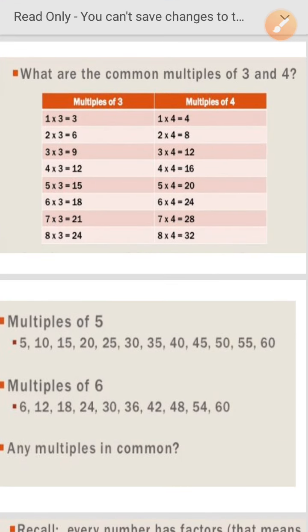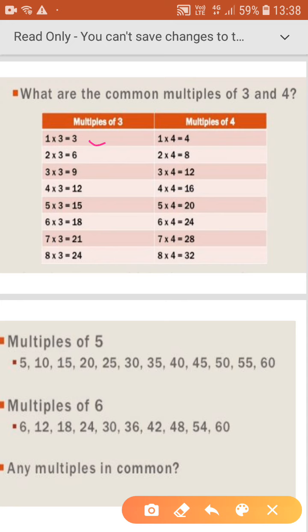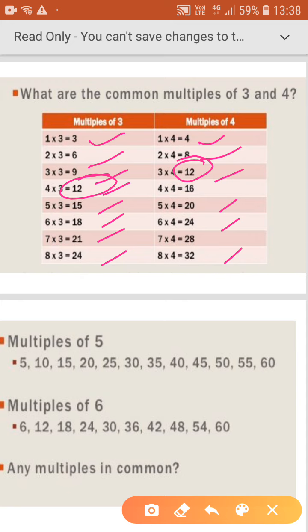Now what are the common multiples of 3 and 4? If we list out the multiples of 3, then we have 3, 6, 9, 12, 15, 18, 21, 24. As I have told you, a multiple is obtained when you multiply a number by a whole number. Similarly for 4 also, multiples are listed here, and you can see what the common multiples are. We can see that this 12 is the common multiple over here. Similarly, you have 24, which is a common multiple of 3 and 4 here.